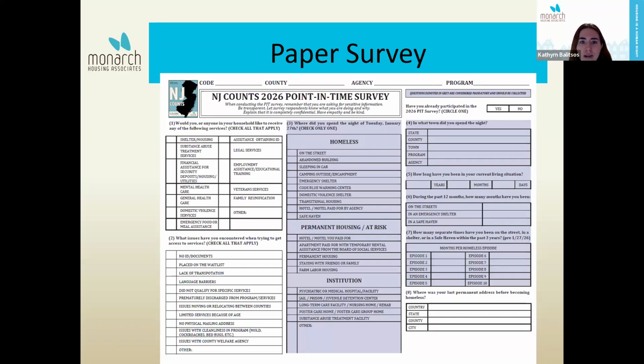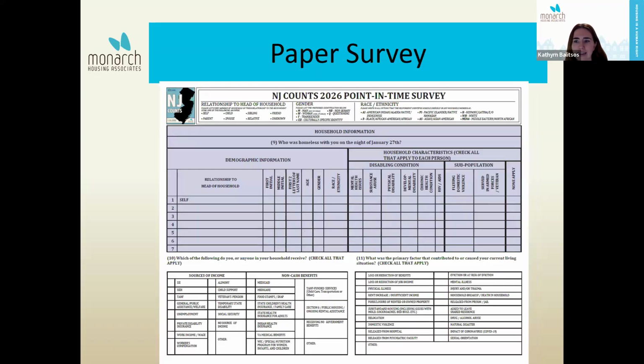You can see right at the top on the right-hand side, there's a question that asks, have you already participated in the 2026 PIT survey? This is your chance, if you know folks that are staying in a shelter or may have already been surveyed. I always ask this question because if they've already been surveyed, you don't need to have them go through it again. So this is what the front looks like, and then this is what the back looks like. And again, the questions in gray are those HUD mandated questions.